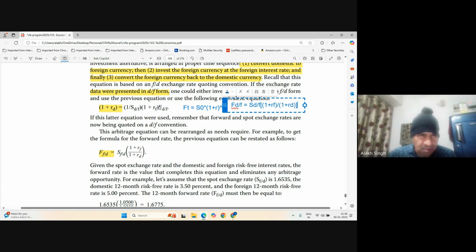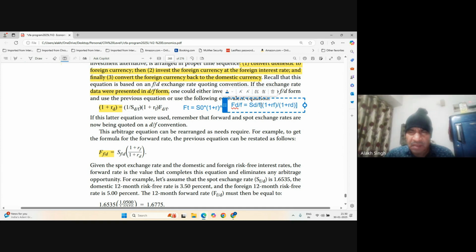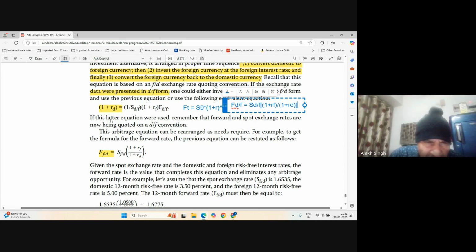SD by F is in the denominator, but in your equation SD by F is in the numerator, times 1 plus RF. Okay, so let's do this. Let me bring FD by F here: 1 plus RD divided by 1 plus RF, times SD by F.